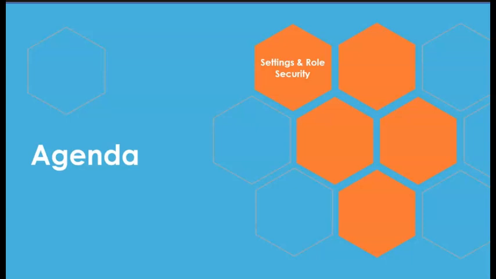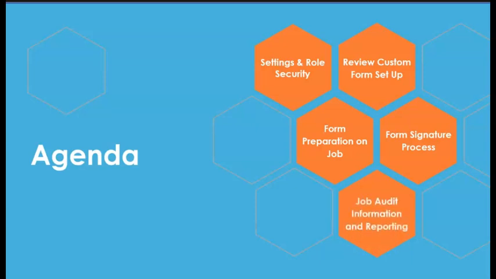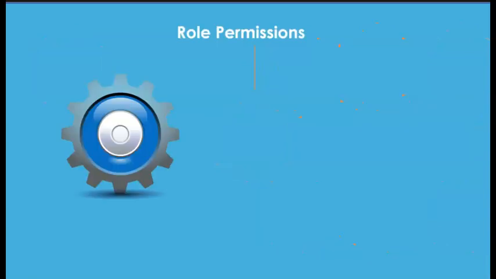Today, we will be covering the following: settings and role security. We will review custom form setup, form preparation on a job, the form signature process, and finally, job audit information and reporting. Let's start off with looking at role permissions.